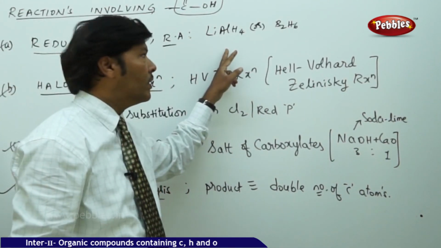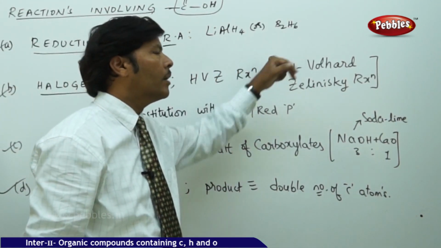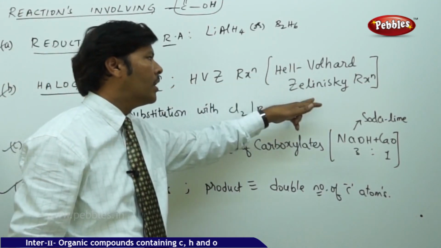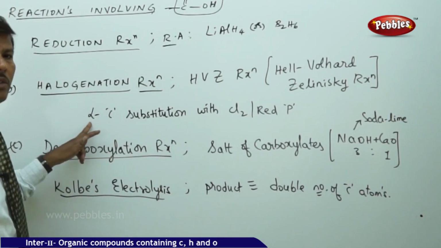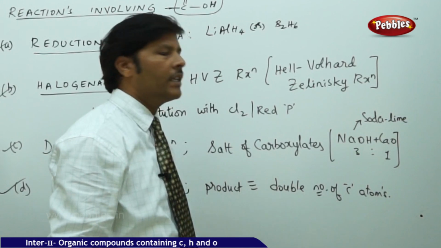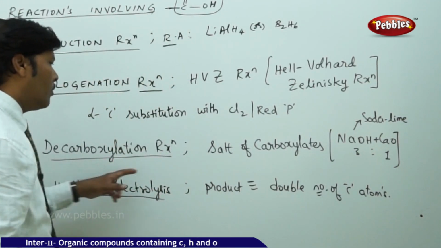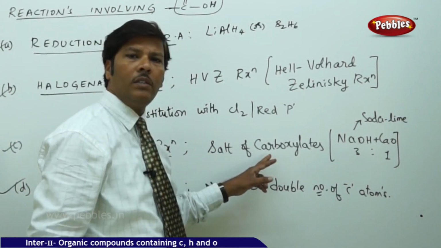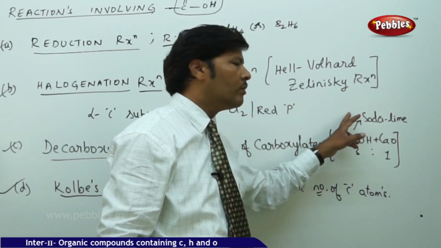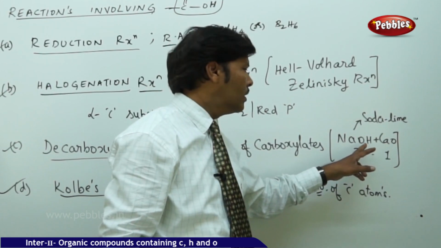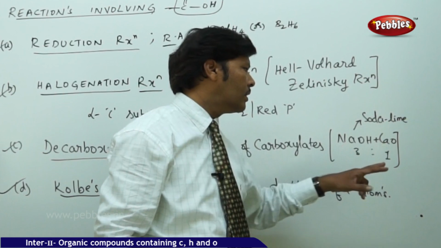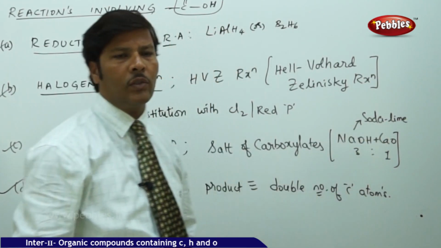In the reduction reaction we are using reducing agent lithium aluminum hydride and diborane. Halogenation reaction, HVZ reaction, Hell-Volhard-Zelensky reaction, in which the alpha carbon substitution is taking place with chlorine in the presence of red phosphorus acting as a reducing agent. Decarboxylation reaction is done on the salts of carboxylates, and when we are using the decarboxylating agent as soda lime, the caustic soda and the quicklime, they are taken in 3:1 ratio, and that composition we call it as soda lime.